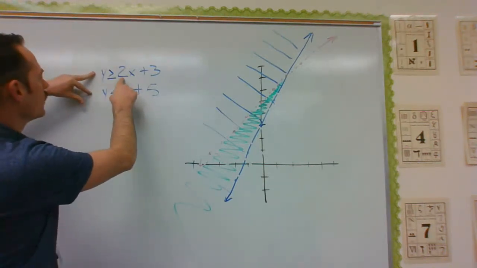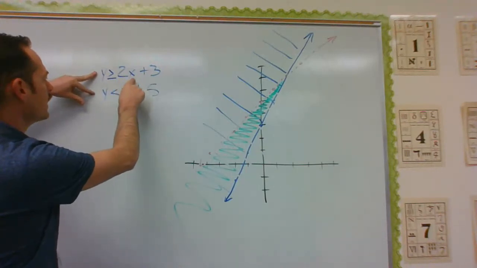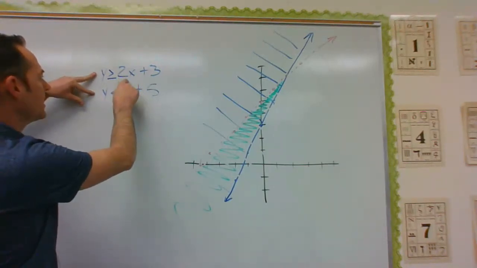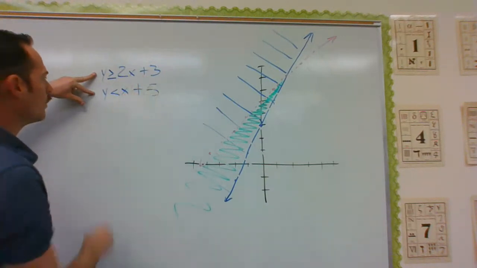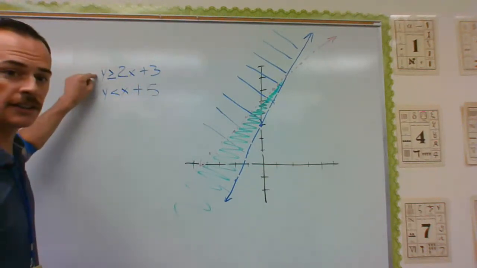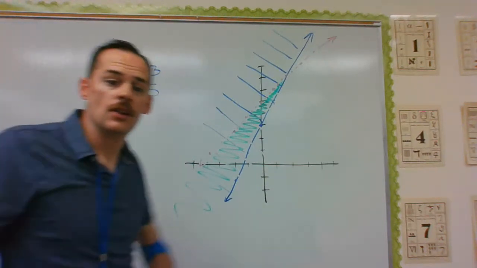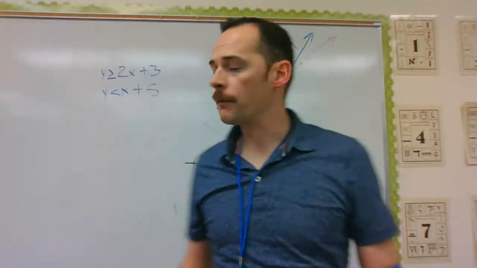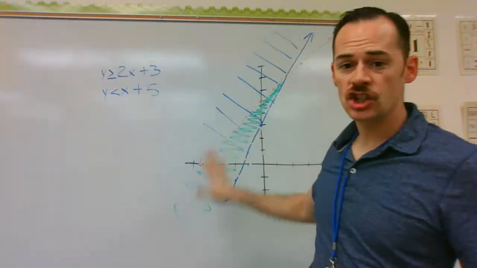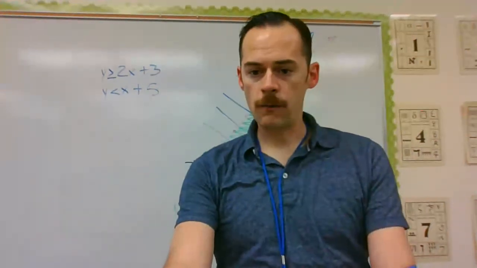I can plug it in here as well. 2 times -2 is -4, plus 3 is -1. Is 0 greater than -1? It certainly is. So it works for both of them. Anything inside the shaded area works for this system.